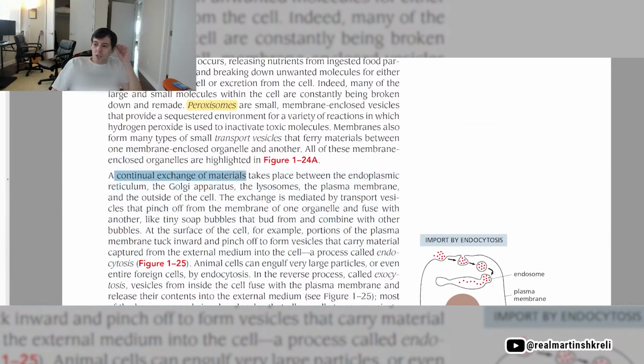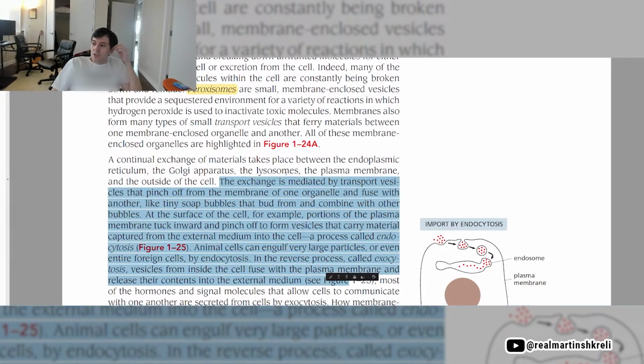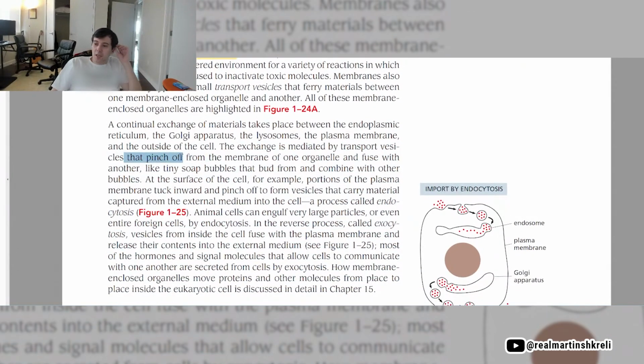The continual exchange of materials takes place between the ER, the Golgi, and lysosomes, the plasma membrane, and the outside of the cell, the extracellular environment. The exchange is mediated by transport vesicles that pinch off from the membrane. I want you to think about this concept of one organelle and fuse with another, like tiny soap bubbles that bud from and combine with other bubbles.